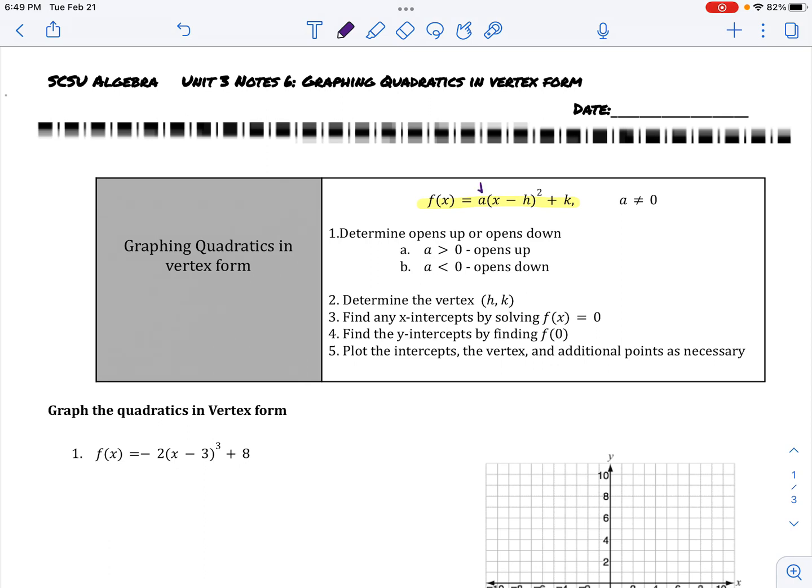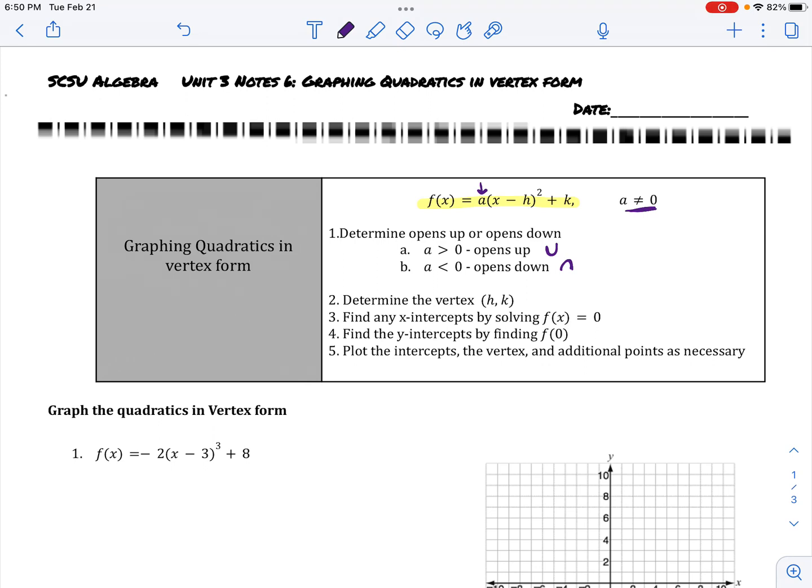In order to figure that out, you're going to look at the a value. Okay, if a is greater than 0, so any number greater than 0, a cannot equal 0, this parabola is going to open up. It's going to give you that U shape. If a is less than 0, so any negative number, it's going to open down, or kind of this N shape, okay? So that's the first thing you always want to determine. Does it open up or open down? That's going to help us determine our shape.